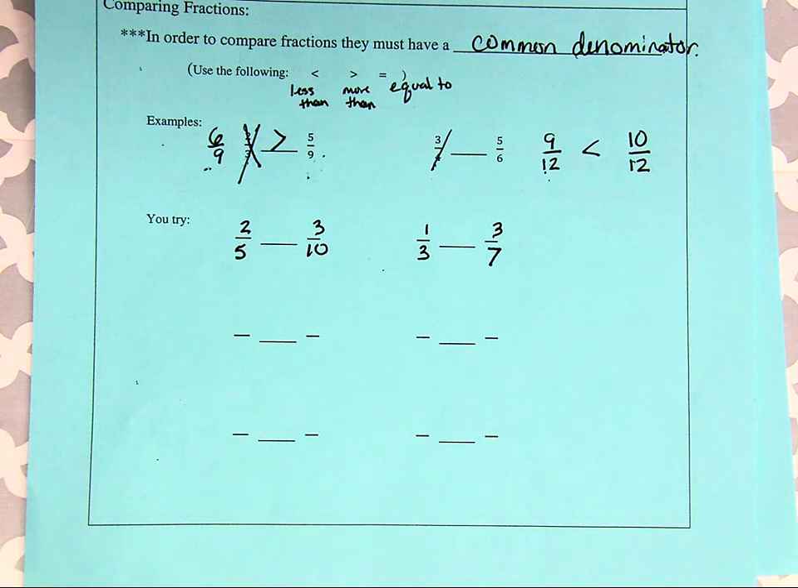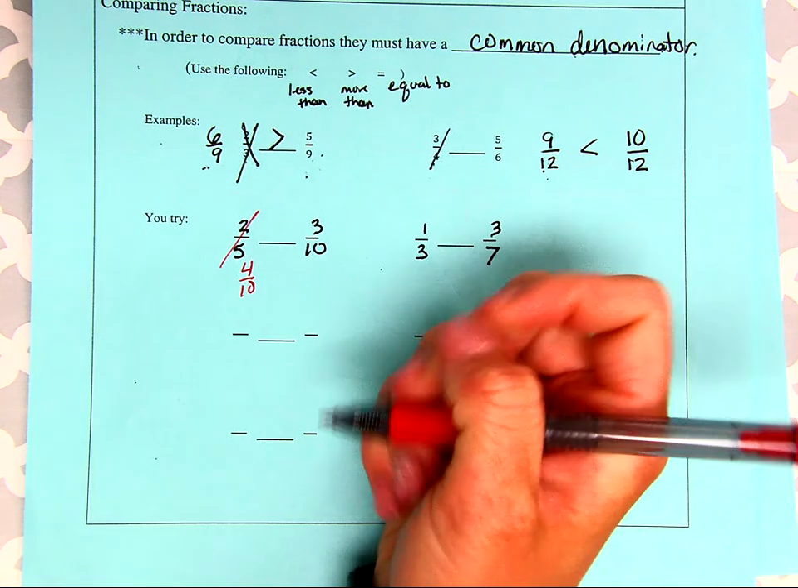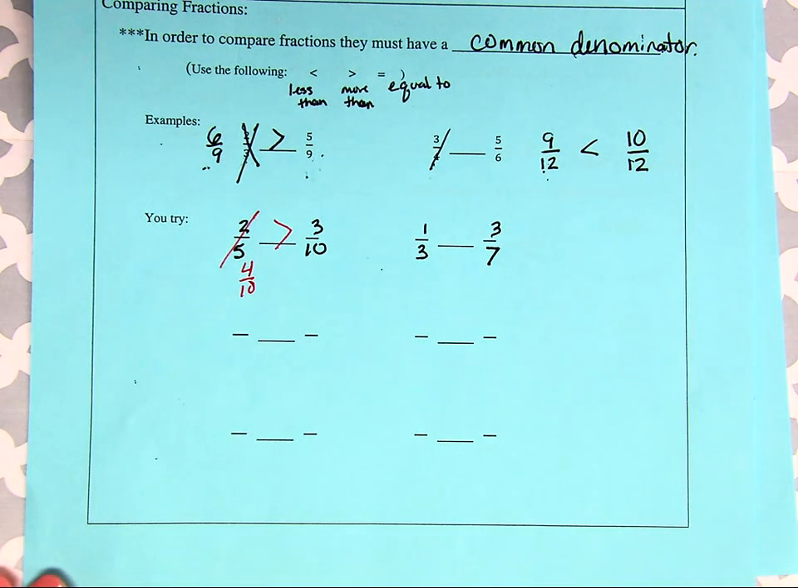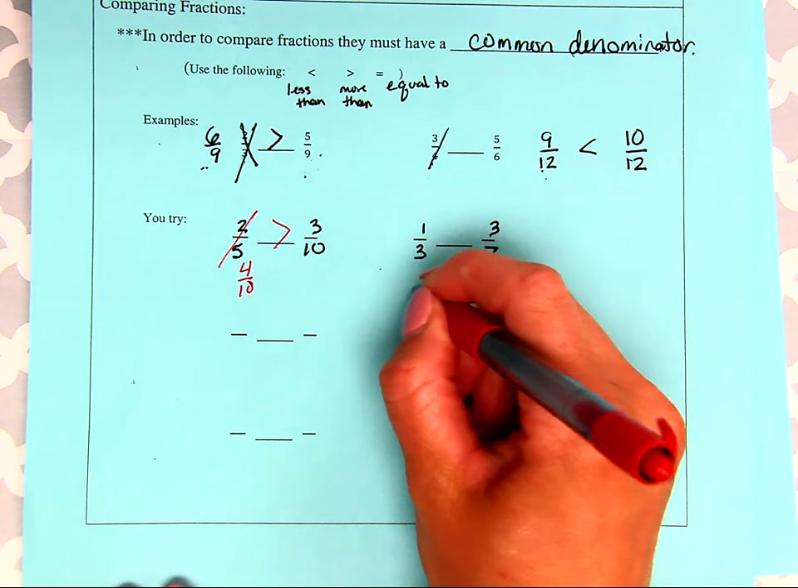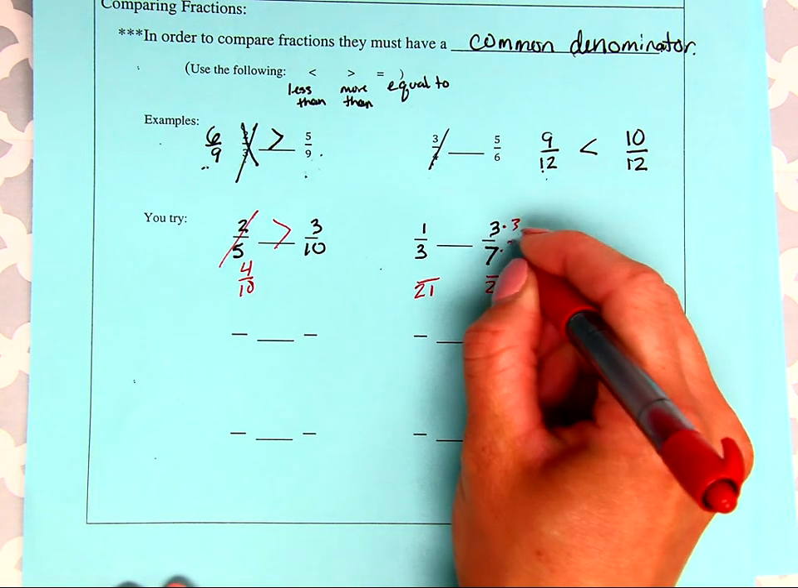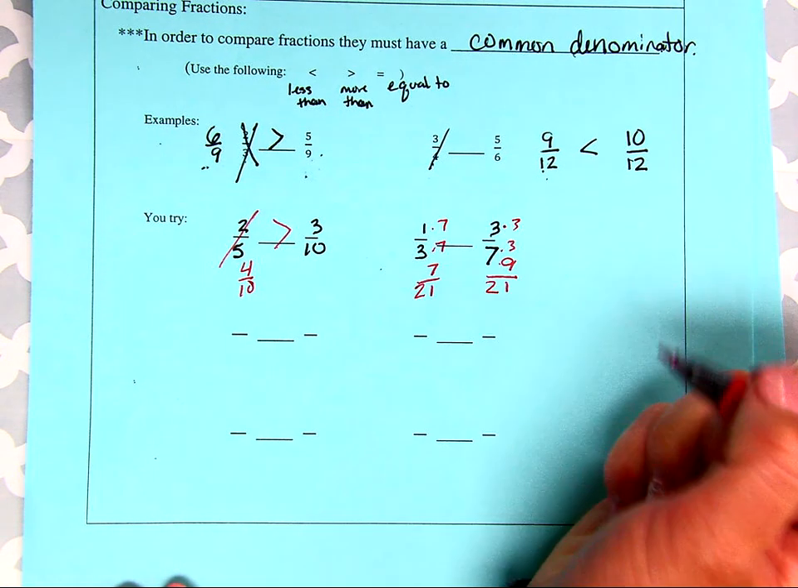Okay, so I only changed the second fraction here. So then I found out that 4 is greater than 3, or more than 3. Okay, and here I changed both of them. I used 21. So I'm multiplying by 3 here. I'm multiplying by 7 here. And then 7 is less than 9.